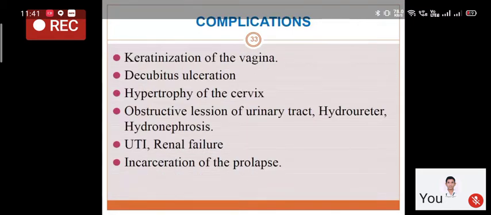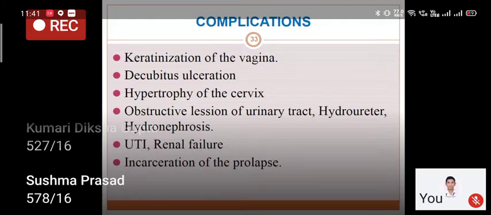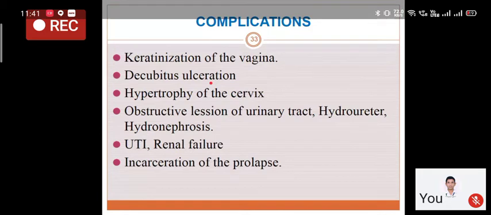Now, what are the complications of prolapse? Long-standing prolapse can have many complications. The patient may have keratinization of the vaginal skin, and as it is lying outside, after some time it gets melanin cells and looks like normal skin. Or the patient may commonly have decubitus ulceration, because of chronic venous congestion, as it is the most dependent part. This ulceration occurs because of venous stasis.